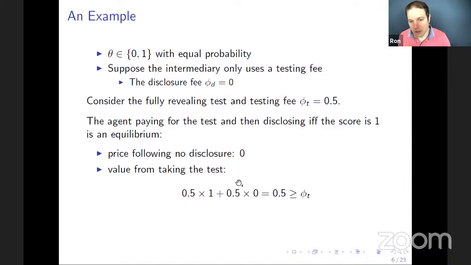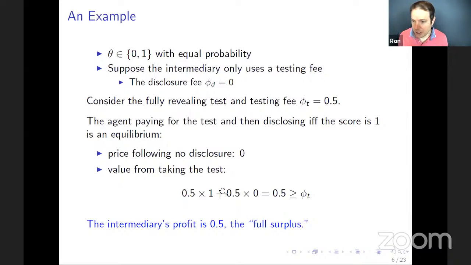So what we see here is that the intermediary, by offering a fully revealing test and charging an upfront fee of 1/2, can get the agent to take the test in some equilibrium and extract the entire surplus. The expected value of the asset is 1/2, and the intermediary can get that entire value. So why isn't this the end of the talk? We just saw that an intermediary who creates no value can nevertheless offer a fully revealing test, charge a high upfront fee, extract everything, and get the agent to take that test.